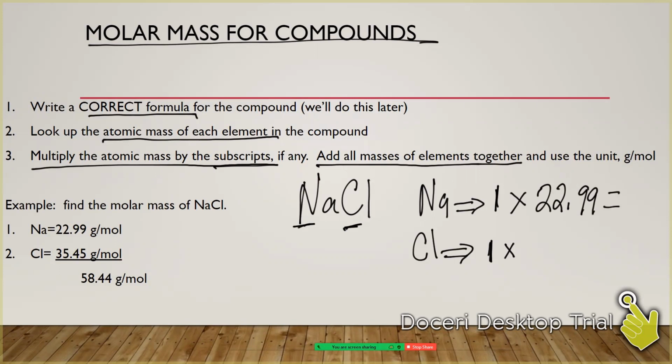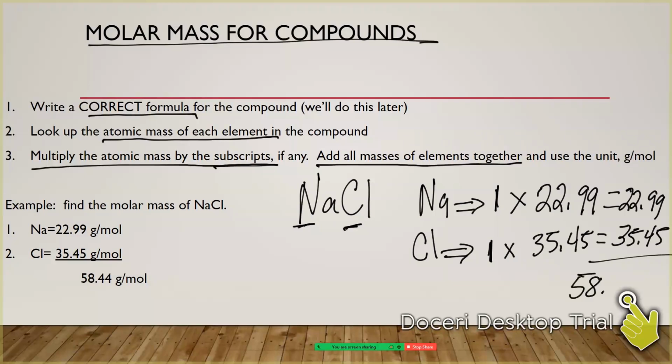It's a halogen. So whenever I round its atomic mass 2 places past the decimal, it would become 35.45. I'm going to multiply through. In this case, I only have one of each. So 22.99, 35.45. And then I add those two together. And that's where we're going to get our 58.44 grams per mole.